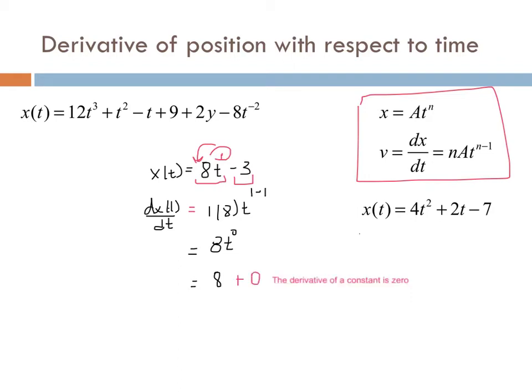Again, in your calculus class, you go a little bit more into detail with this. For now, you're going to need to just follow it. So your final answer is simply that our velocity function is equal to 8.